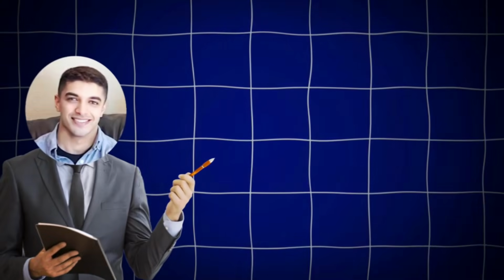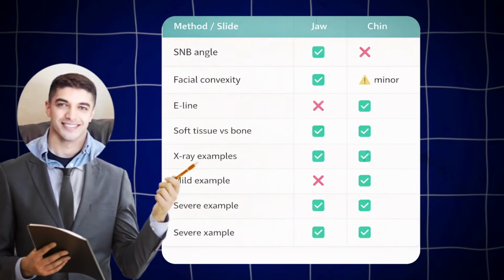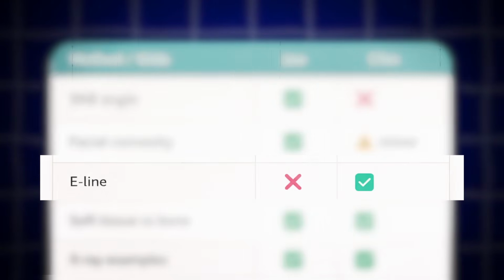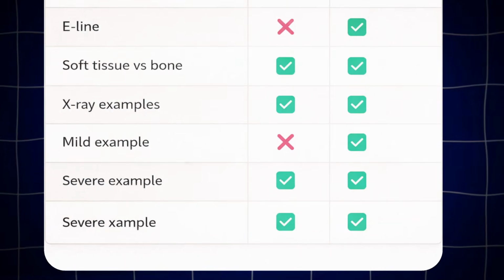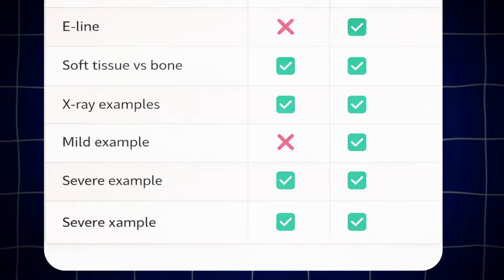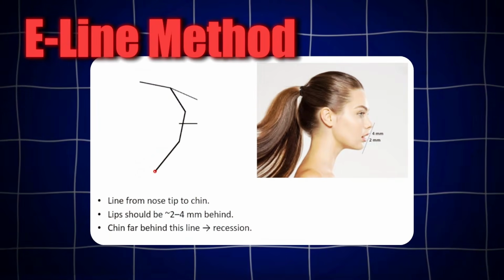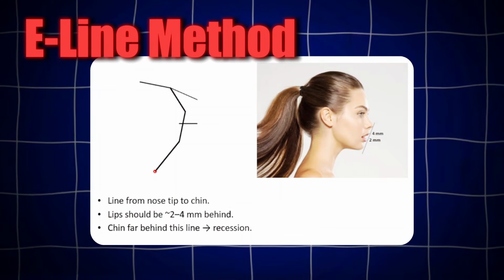So we're going to talk about several ways to measure recession, okay? So SMD angle, that's going to be a jaw recession method, facial convexity as well. The E-line method is going to be a chin recession method, okay? And the remaining ones, soft tissue versus bone, X-ray examples, these are going to cover both except for the mild example, okay? So with that in mind, let's talk about the E-line method for measuring chin recession.